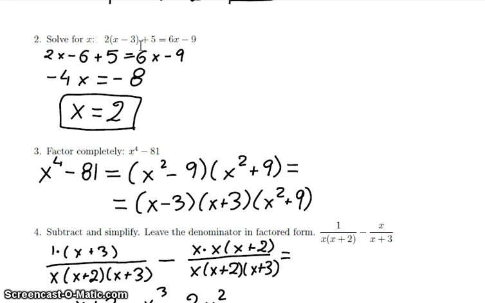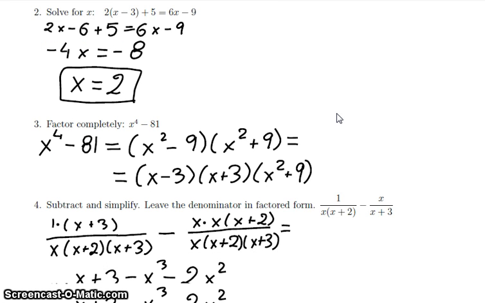Problem 2, solve for x. 2 times x minus 3 plus 5 is equal to 6, x minus 9. Expand first 2 times x, and 2 times negative 3 is negative 6. Then it's a linear equation, so bring x's to the left hand side, everything else to the right hand side. So you have negative 4x is equal to negative 8. Divide both sides by negative 4, so you have negative 8 divided by negative 4. That's going to be positive 2.